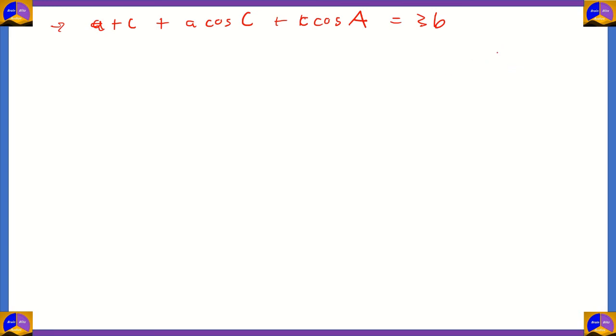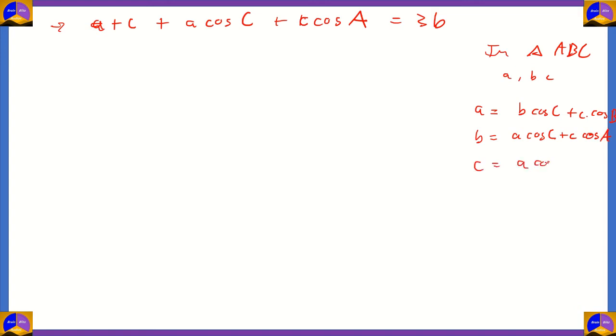So in a triangle ABC with sides a, b, and c respectively, side a will be equal to b cos C + c cos B. Side b will be equal to a cos C + c cos A. And c will be equal to a cos B + b cos A. So these are the three projection formulae for any triangle.